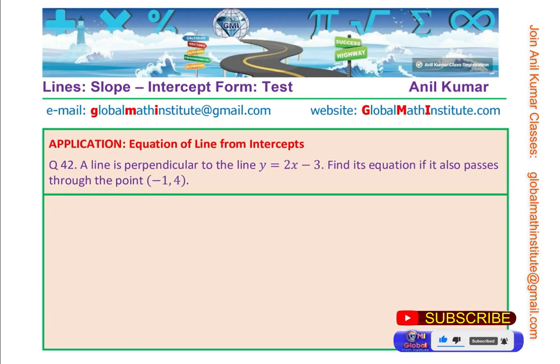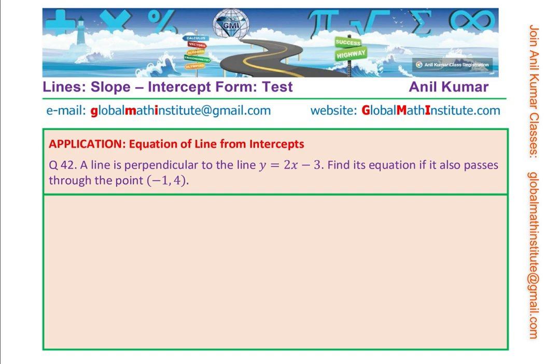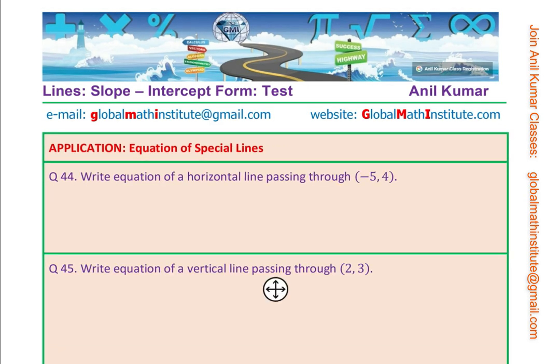Question 43. A line is perpendicular to the line y equals to 2x minus 3. Find the equation if it also passes through minus 1, 4. The next set of questions is, we are talking about special lines now.